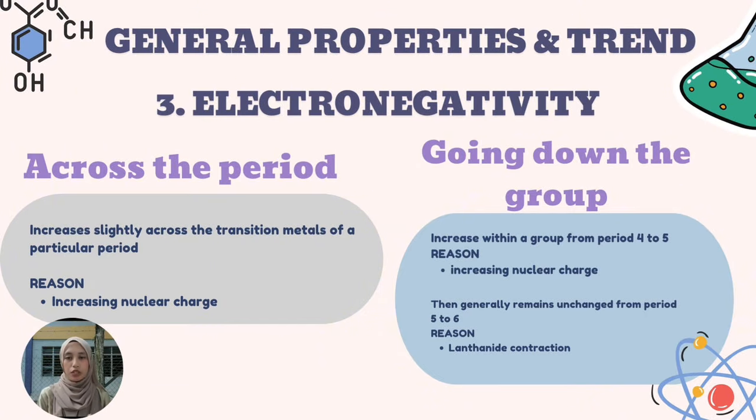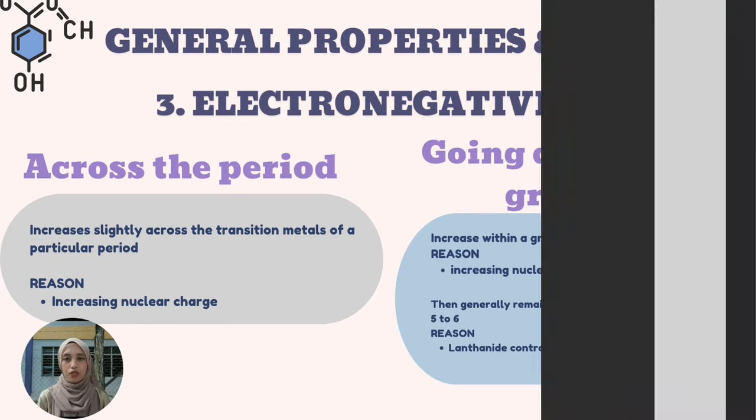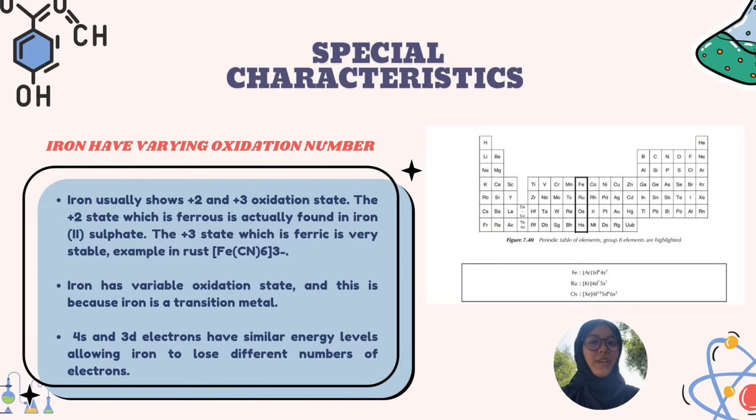Going down the group, electronegativity increases from period 4 to period 5 but remains almost constant from period 5 to period 6. Thus, iron has a lower electronegativity compared to ruthenium, while ruthenium and osmium show very similar electronegativity values due to lanthanide contraction. Iron commonly has two oxidation states, +2 and +3.